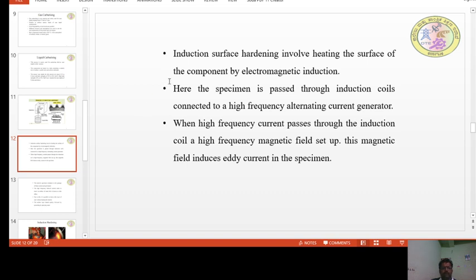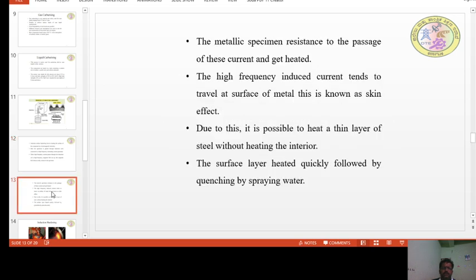Now look into the various steps. Induction surface hardening involves heating the surface of the component by electromagnetic induction. Here, the specimen is passed to the induction coil connected to a high frequency alternating current. When the high frequency current passes through the induction coil, a high frequency magnetic field is set up. This magnetic field induces eddy current on the specimen.